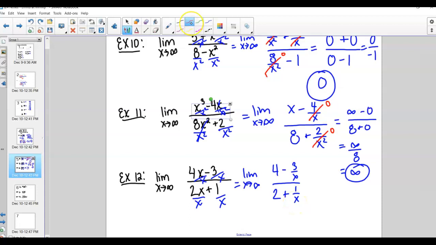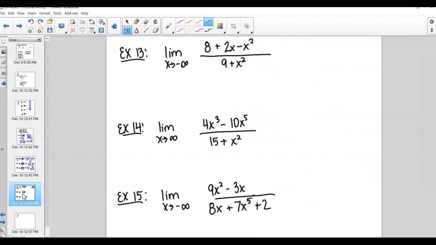And so, again, anything with an x in the denominator is just going to go to 0 as x approaches infinity. So what we end up with here is 4 minus 0 over 2 minus 0. So just 4 divided by 2 is all we have, which gives us 2 for our limit. Okay? Let's do a few more of these.